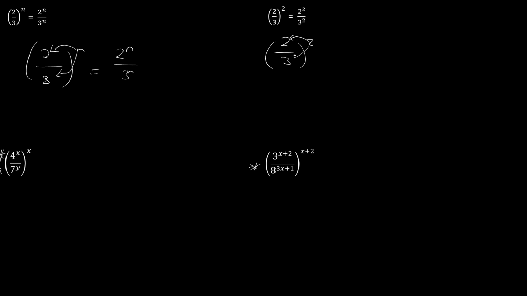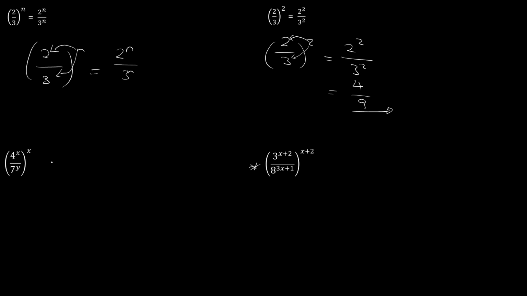So we distribute the 2 to the base 2. We distribute the 2 again here. So we get 2 to the power of 2 over 3 to the power of 2, which is going to be 4 over 9, and we can't simplify any further.